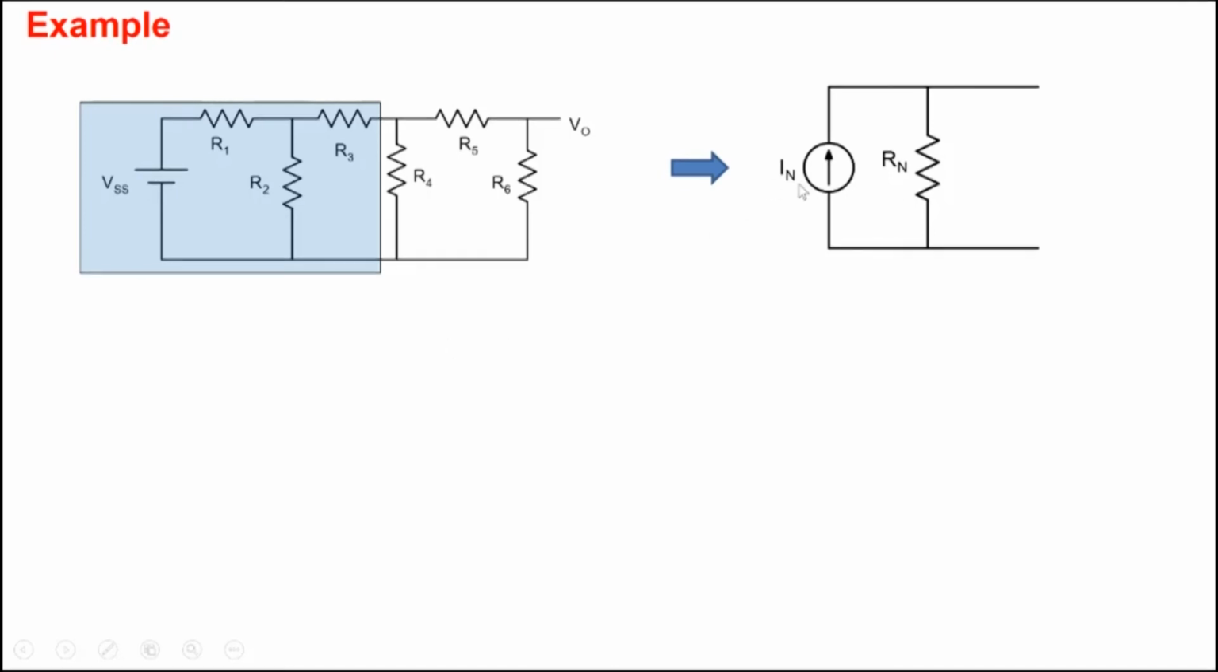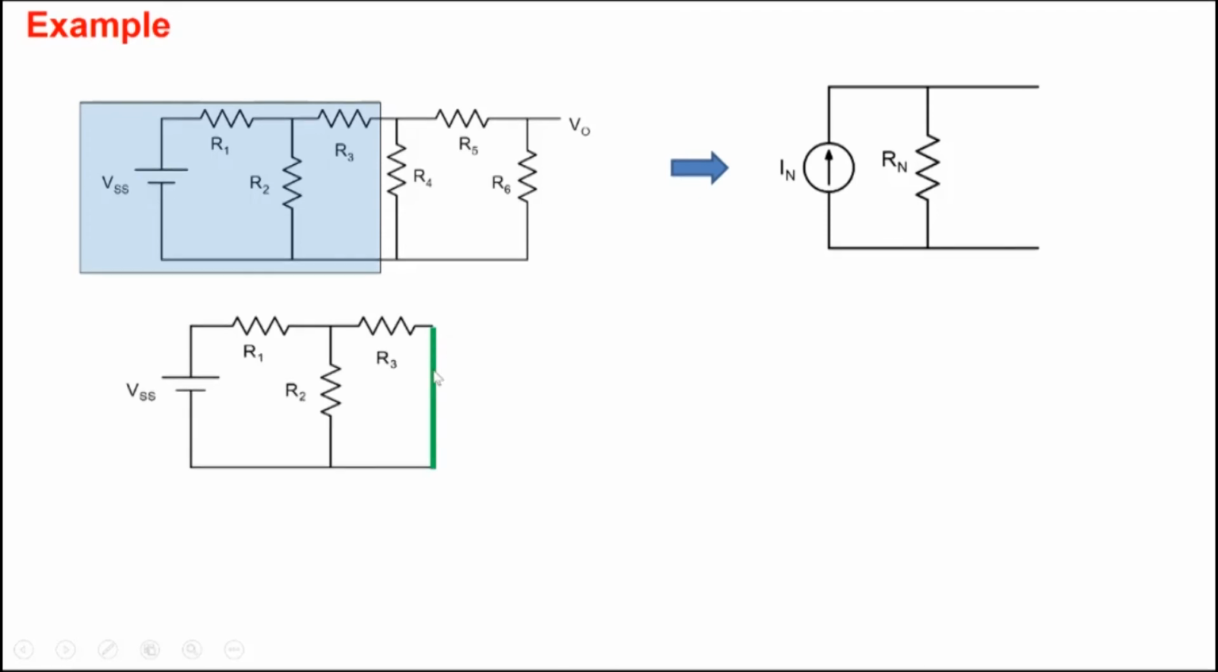So to determine IN, what we have to do is disconnect the remaining circuit from this one. We are building IN across this. So we disconnect it here. We short this here, and we said the short circuit current is going to be nothing but Norton's current here. And the short circuit current is Norton's current here. And how do we determine it?